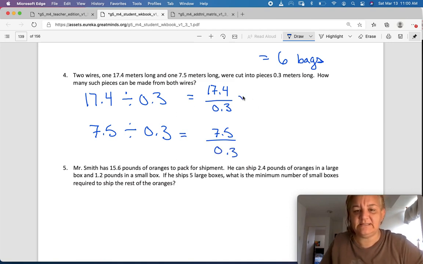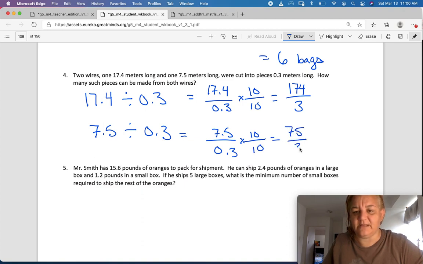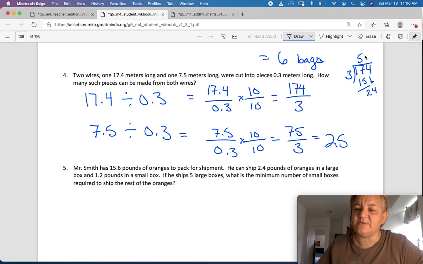So here I'm going to multiply this number by 10 over 10, and my new fraction will be 174 divided by 3. And here I'm going to do the same thing. You get 75 divided by 3. Well, this one I can do in my head really quickly. It's 25. And 174 divided by 3, well, we can do some long division if that's easier for you. So 3 goes into 17 5 times. And that's going to give us 15. And then I have 2 left, and I'm going to bring down the 4. And 3 goes into 24 8 times. So here I have 58.